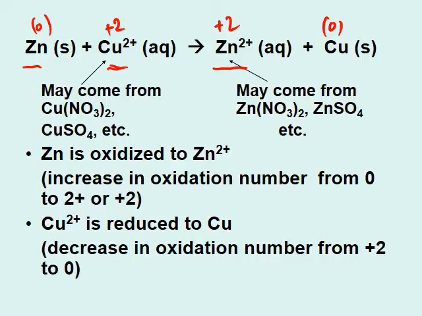So based on that, we can say that zinc is oxidized to zinc 2 plus and copper 2 plus is reduced to copper. In case you were wondering, in a reaction like this, how do you get copper 2 plus? You cannot isolate one positive or negative ion, so you basically need to add copper nitrate or copper sulfate, which would bring copper 2 plus. Similarly, zinc 2 plus would be just a part of the ion. The other ions come from zinc nitrate or zinc sulfate.